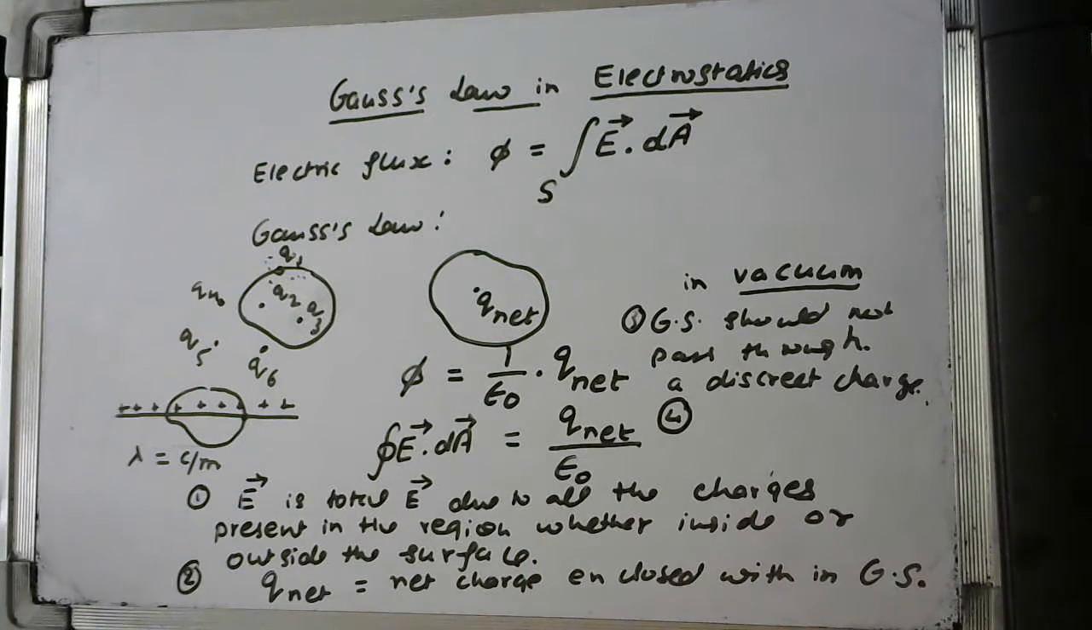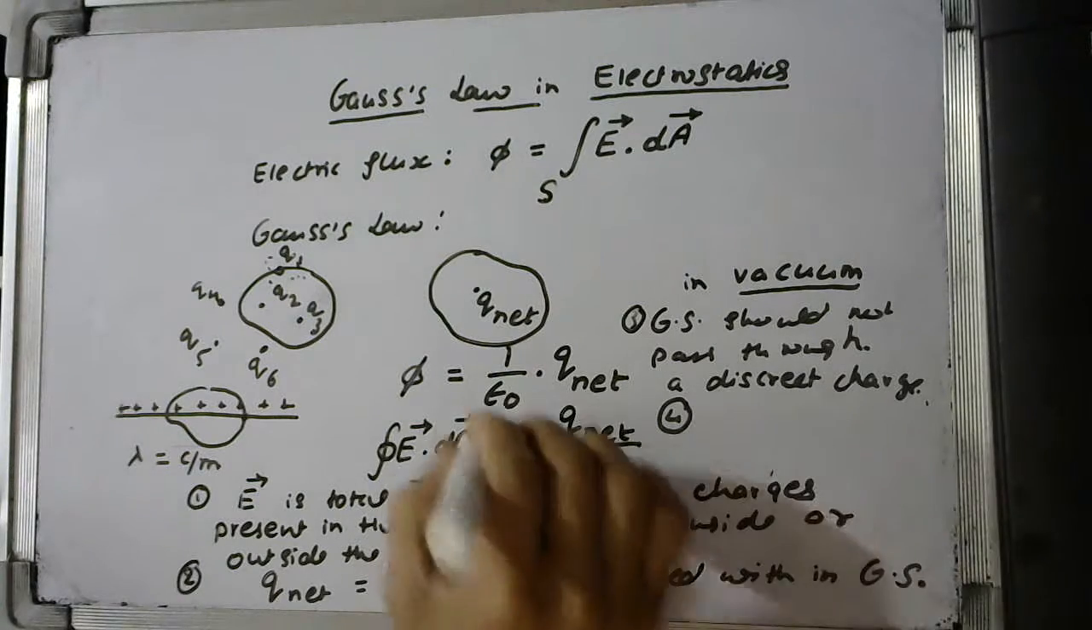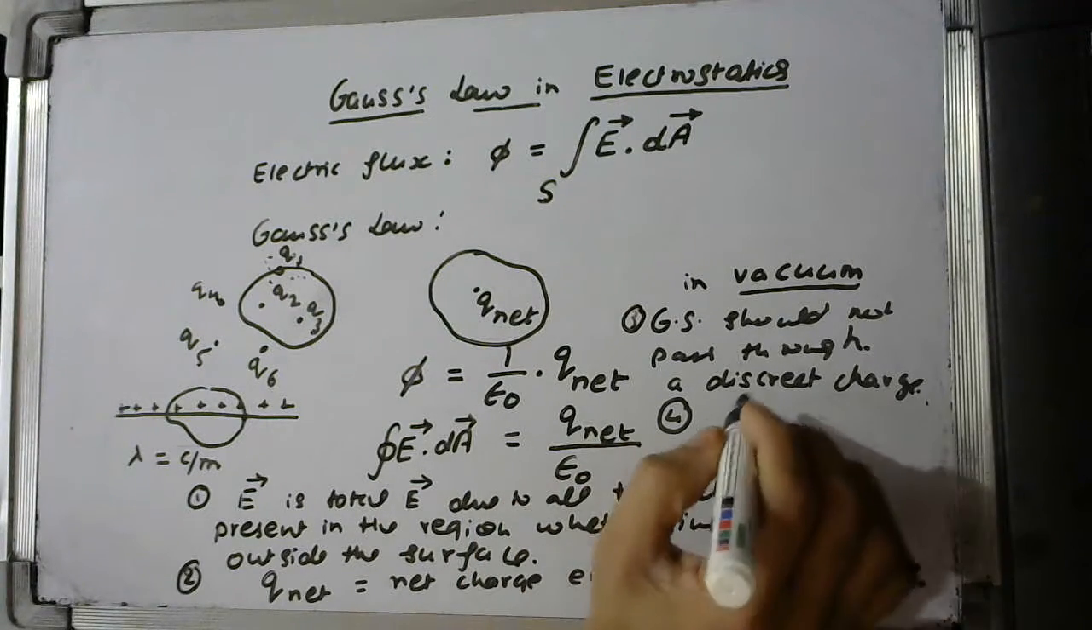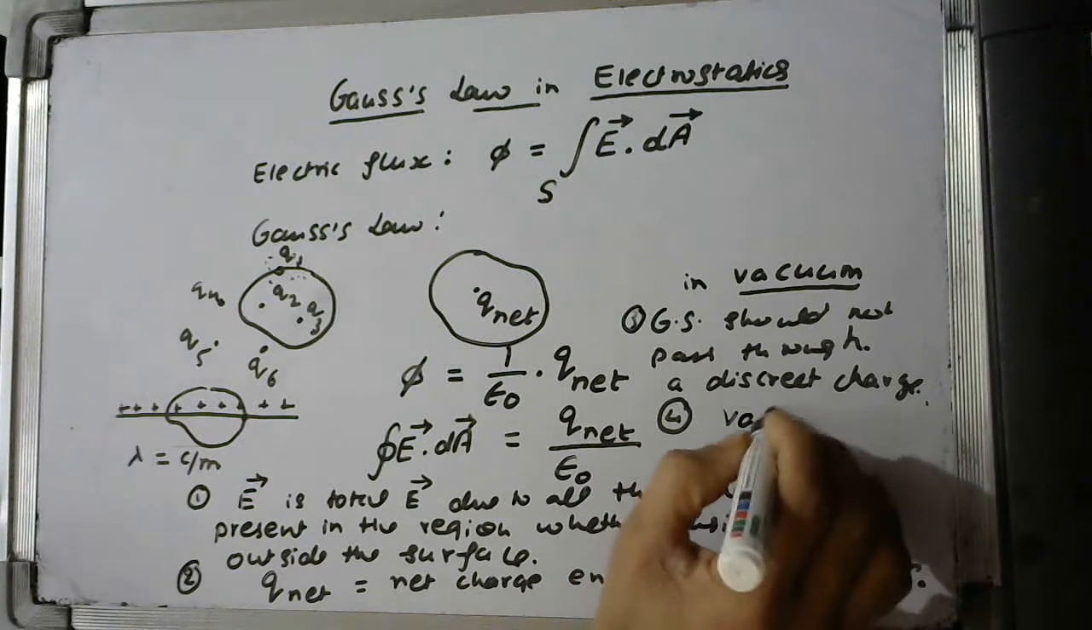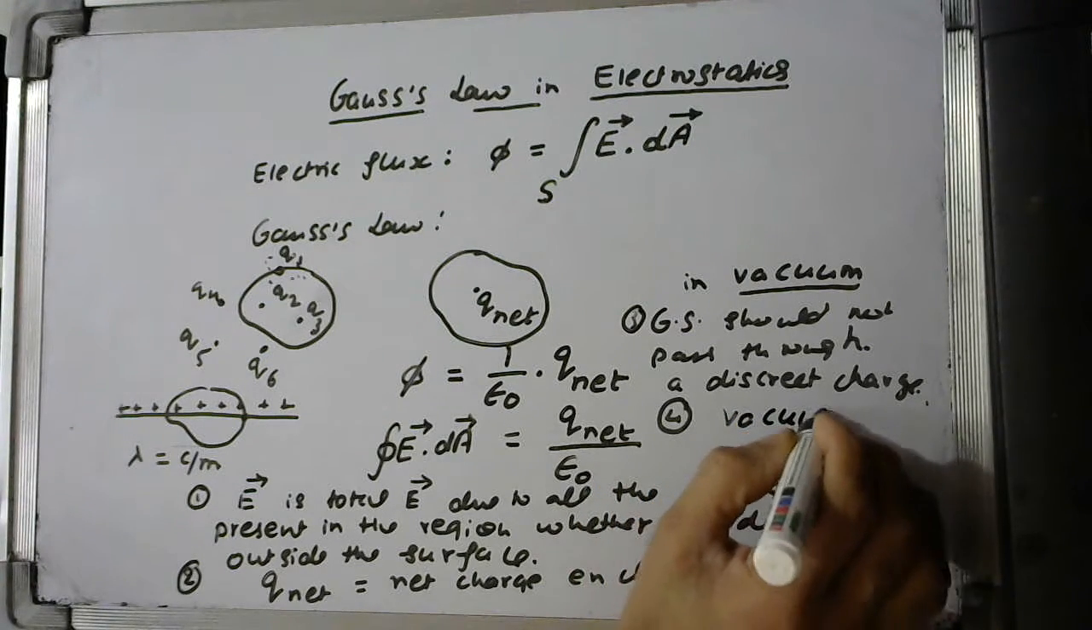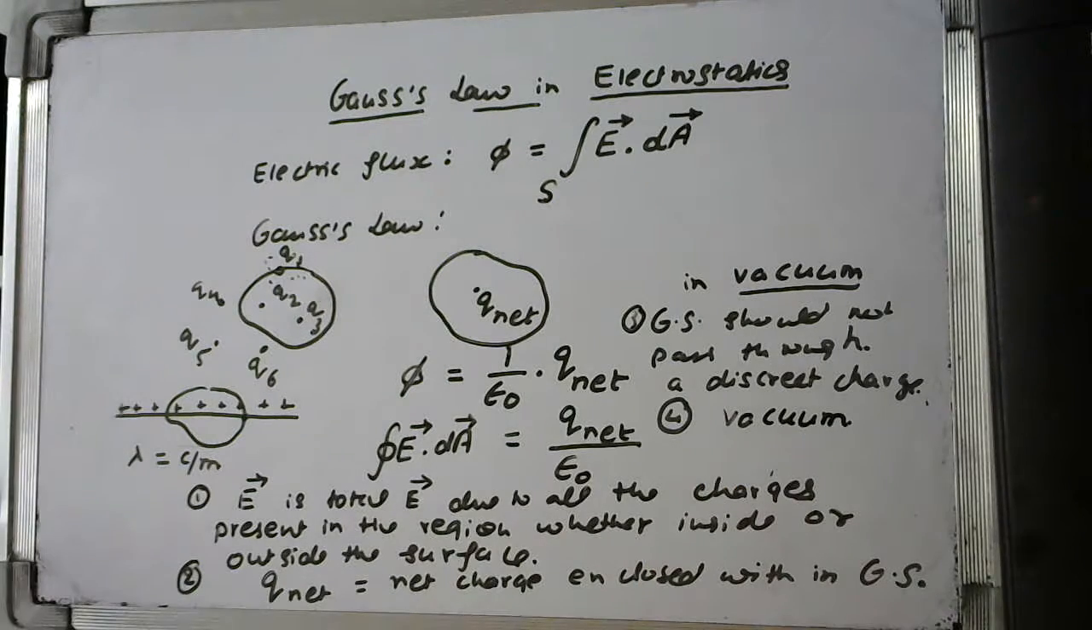Fourth point regarding this statement is that we are applying it only when the Gaussian surface is present in vacuum. This statement of Gauss's law is applicable only for the case when charges as well as the considered Gaussian surface are in vacuum.